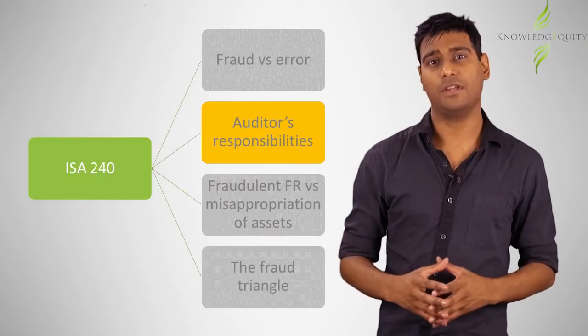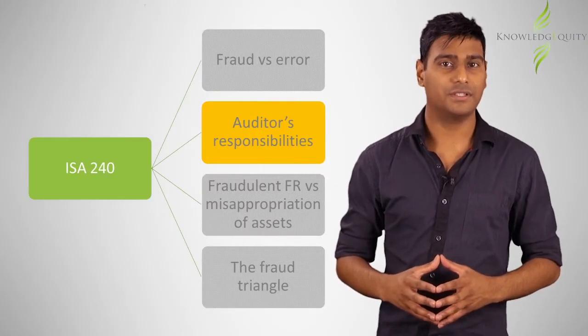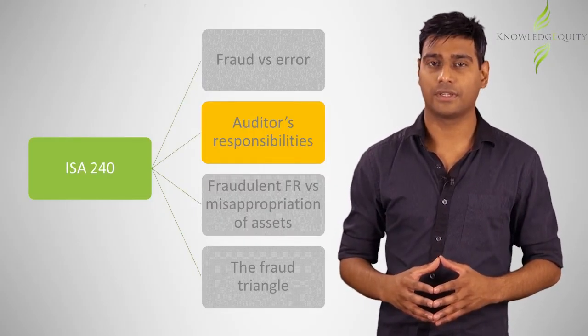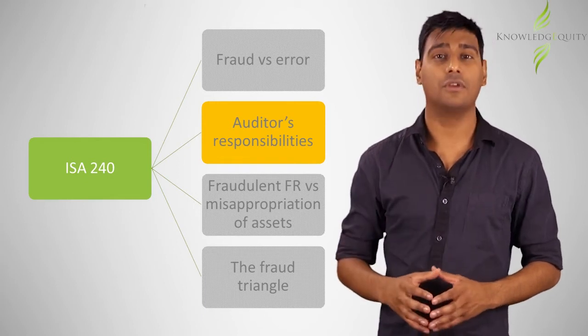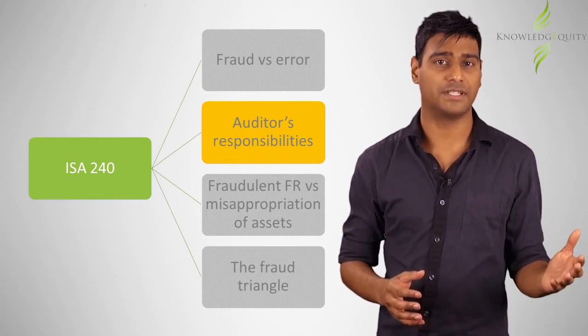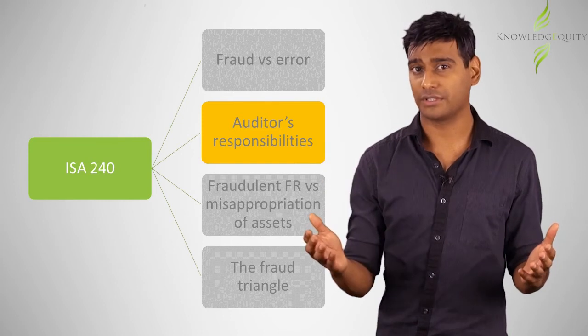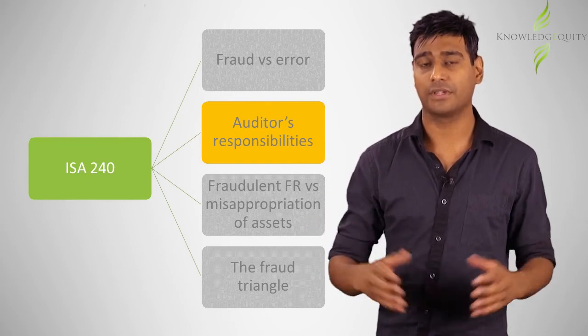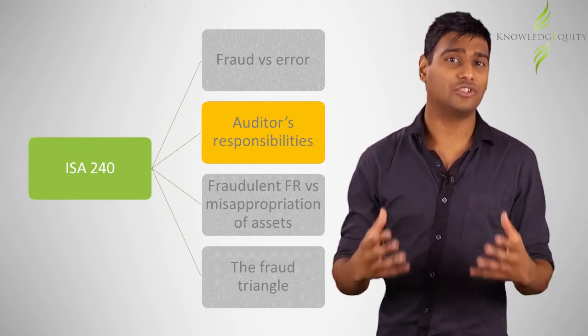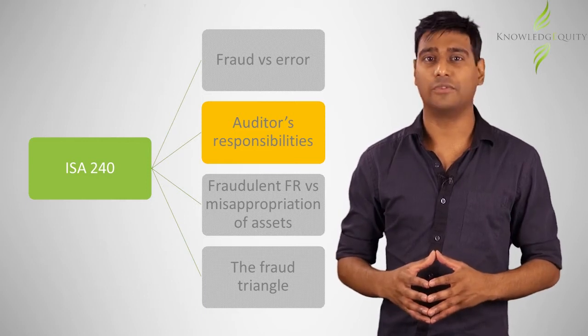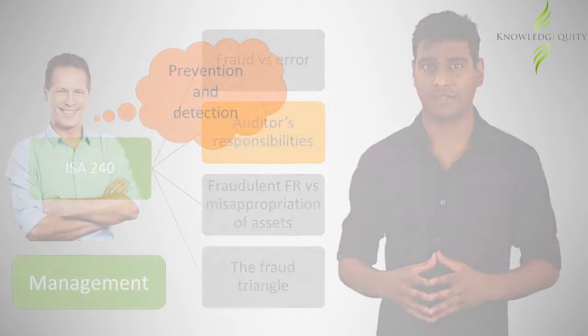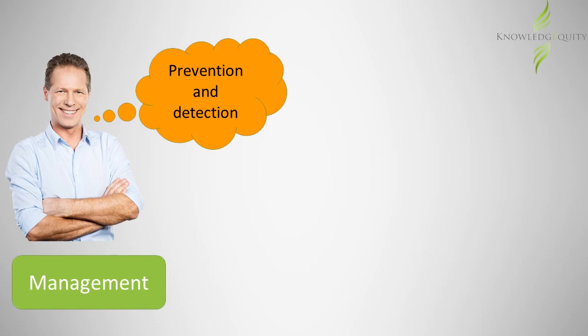The next key topic of ISA 240 is the auditor's responsibility in relation to fraud. It is very important here to not confuse management's responsibility relating to fraud and the auditor's responsibility relating to fraud. Many people automatically assume that the auditor is responsible for detecting fraud during an audit. However, management of the entity is primarily responsible for the prevention and detection of fraud.